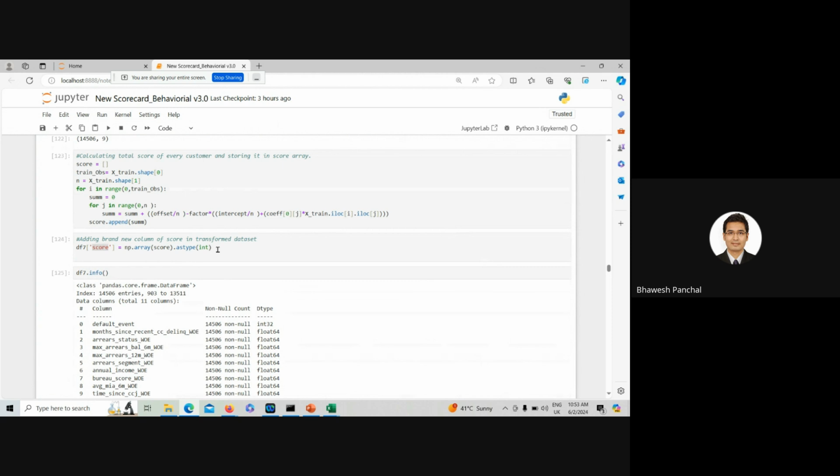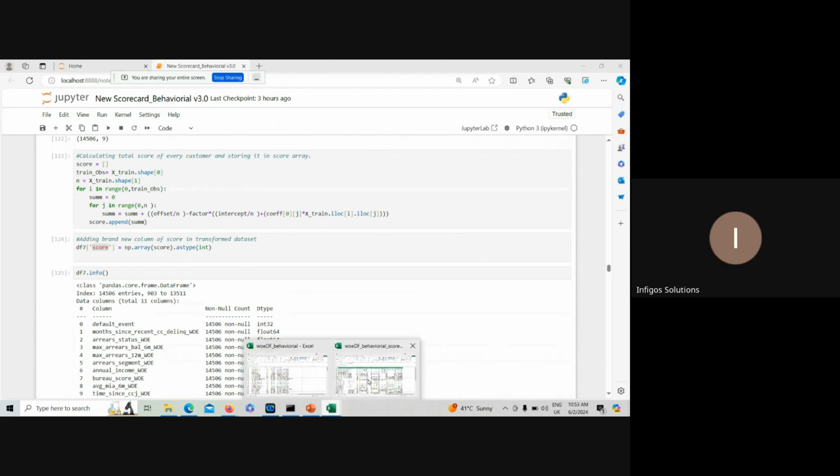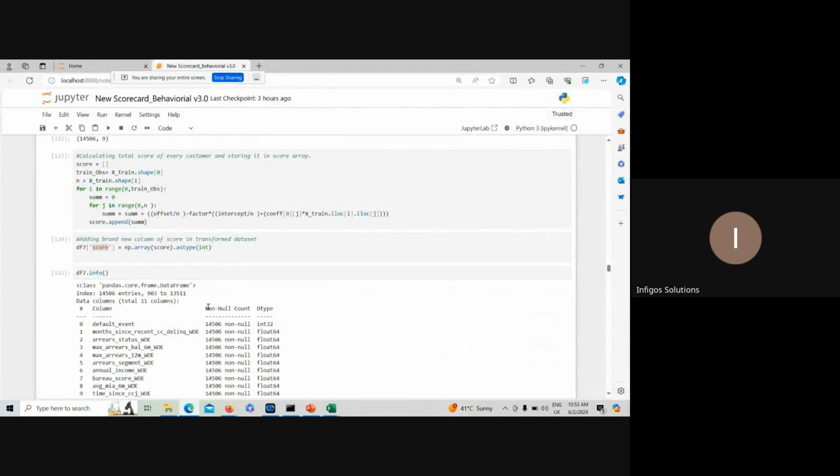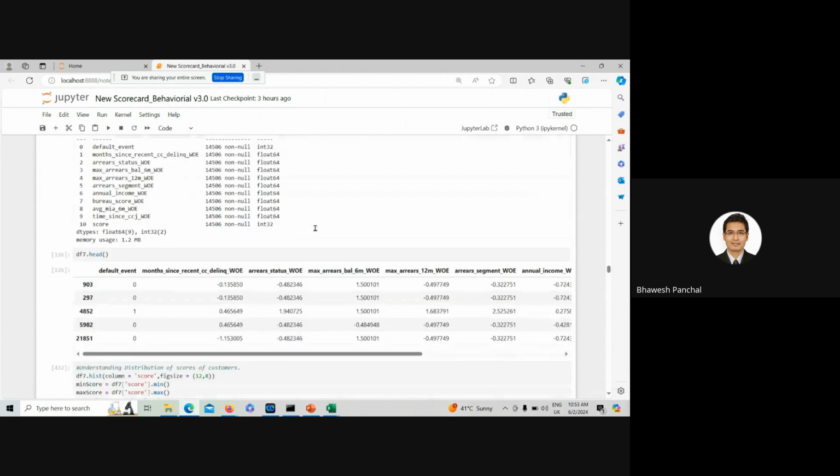I was just thinking, how do we decide that this particular variable should have a higher range? That is decided by the coefficients. Yes, because if you look at this here, you will have the coefficient, and then you will have the weight of evidence value. Okay, thanks a lot.